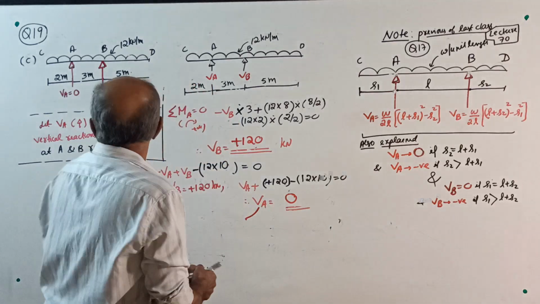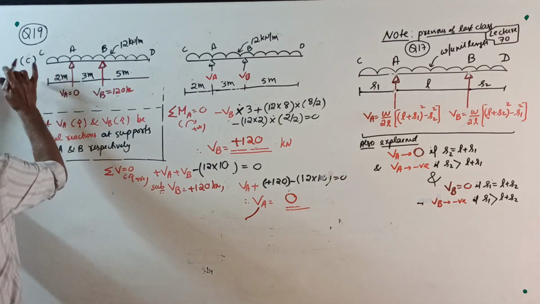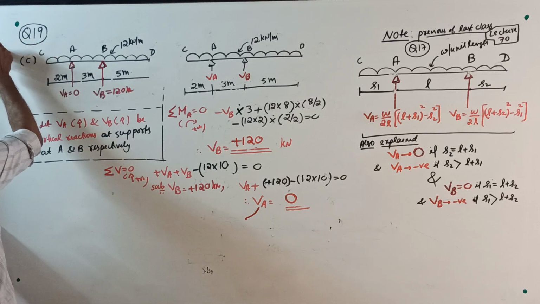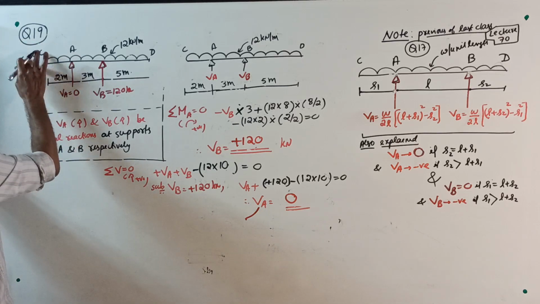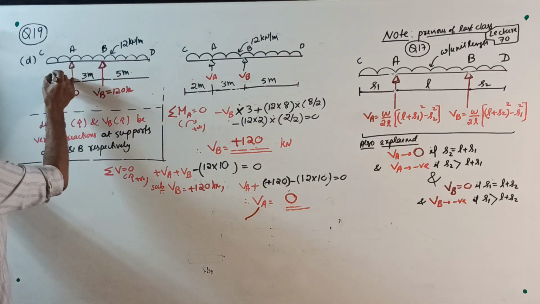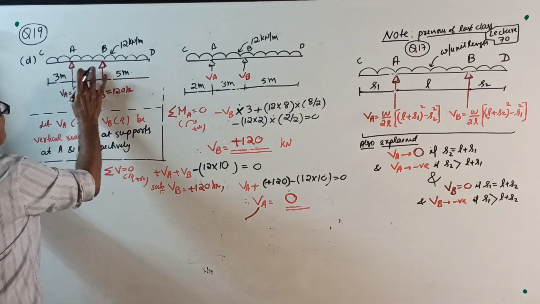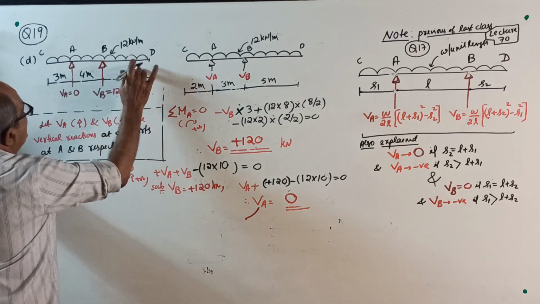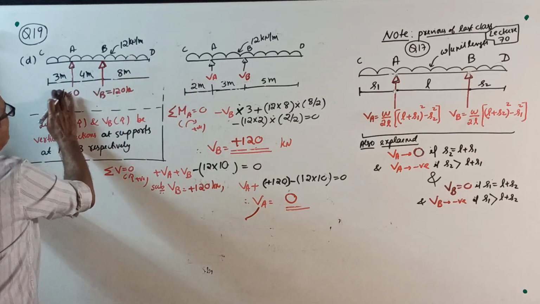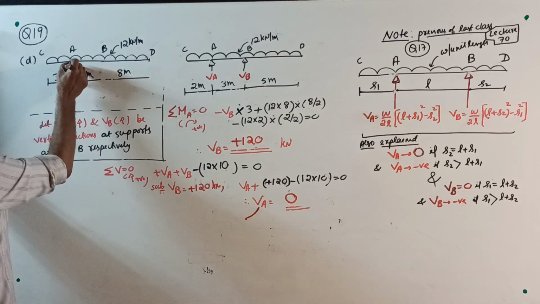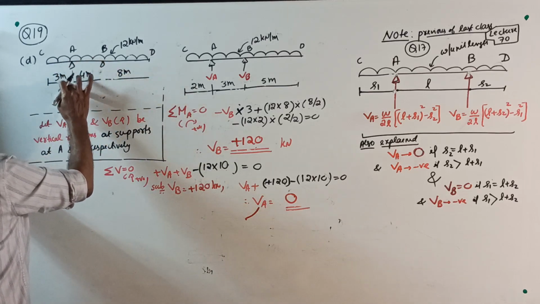Now I'll go to question number D. A, B, C over, now D. To save the time, I'll change the question here. 3 meter. This is 4 meter. This is 8 meter. First question is as it is given.